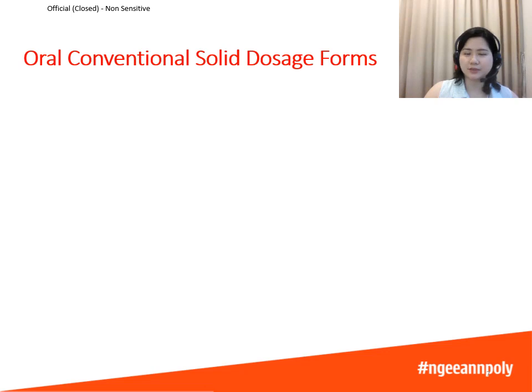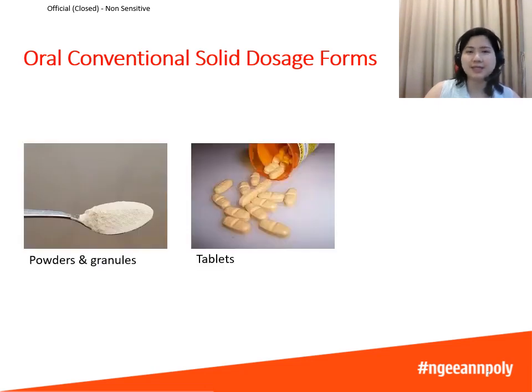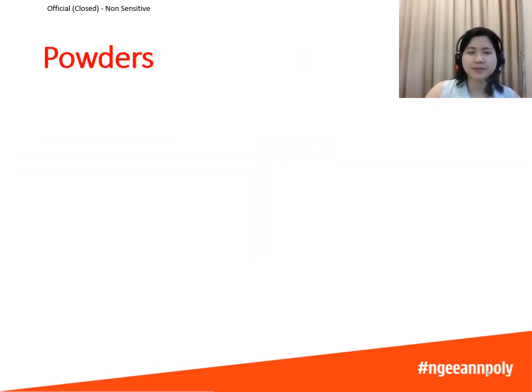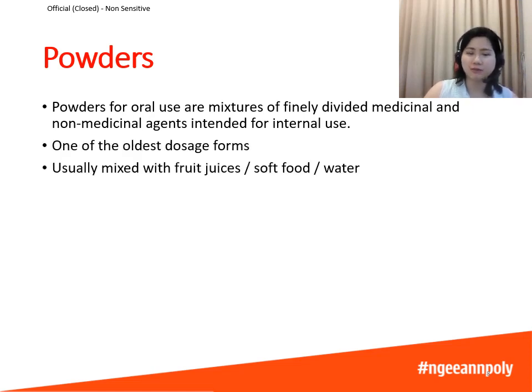Let's take a look at the dosage forms which can be administered orally, starting with solid dosage forms. We have powders and granules, tablets, and capsules. Let's start with powders. Powders contain dry mixtures of powdered medicinal as well as non-medicinal agents. It is one of the oldest dosage forms.